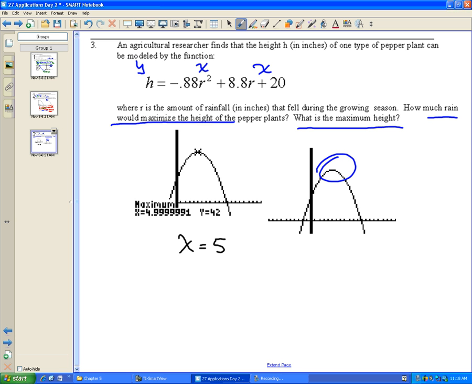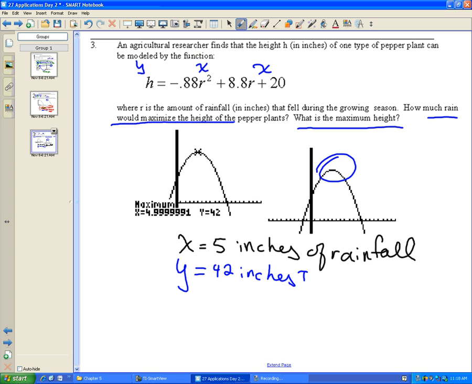So if I get 5 inches of rainfall during the growing season, I'm going to maximize my height, y, to be 42 inches tall. That's how I use a maximizing type of problem. Hopefully this makes sense to you.